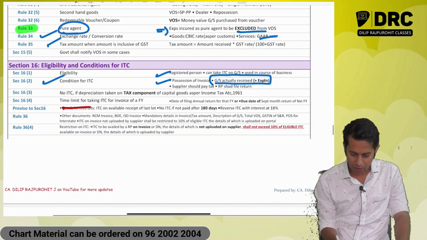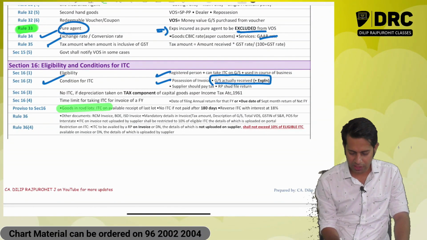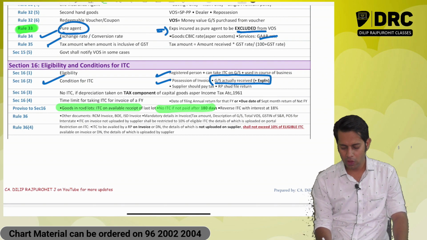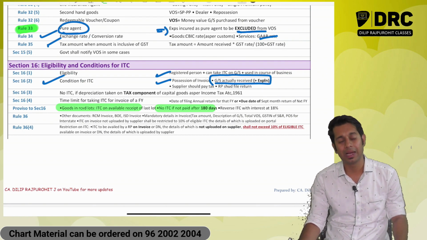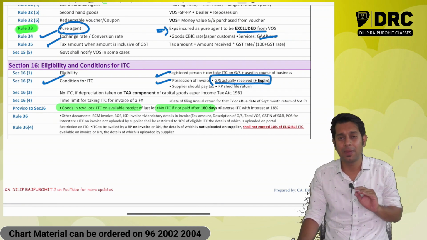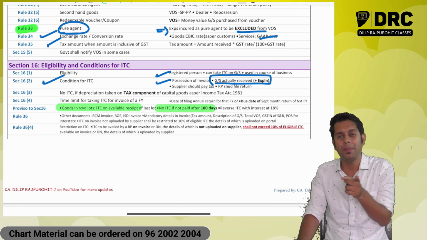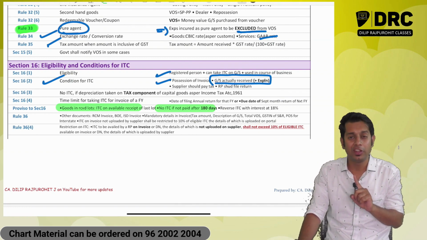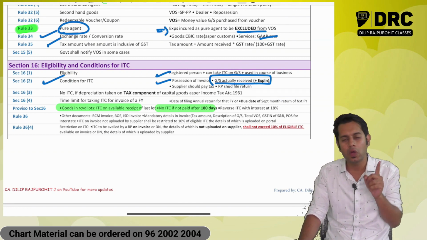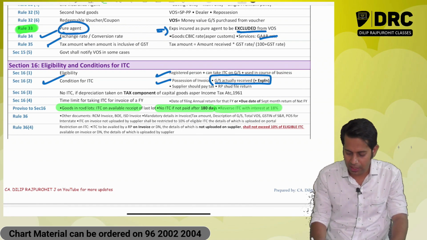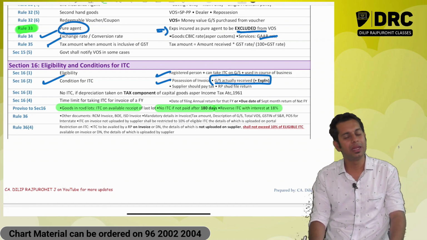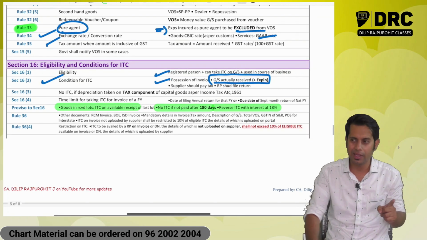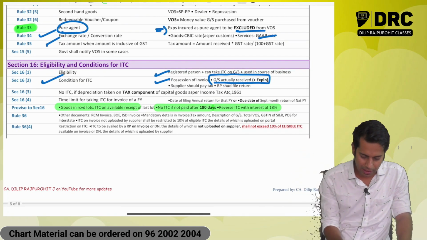If the goods are received in lots or installments, ITC can be taken upon receipt of the last lot or last installment. Then whatever input tax credit is taken by you is required to be reversed if the payment is not made to the supplier within 180 days. Within 180 days of what? Within 180 days from the date of invoice. Interest rate is what, sir? Interest rate is 18% per annum. Interest is required to be computed from the date of taking the credit till the date of reversal of the credit.